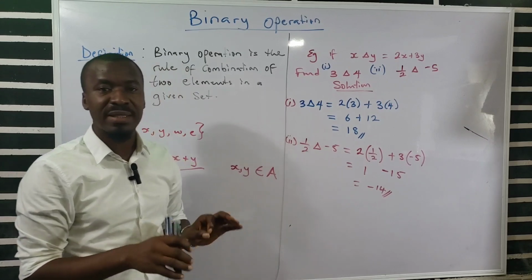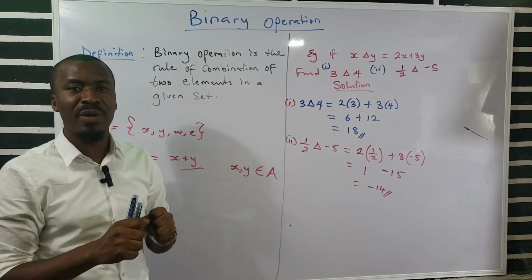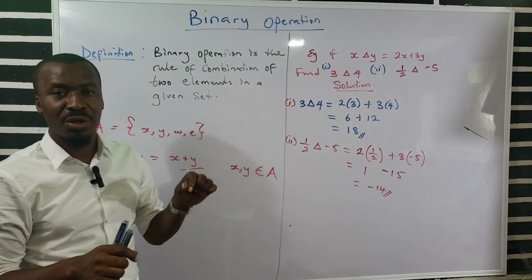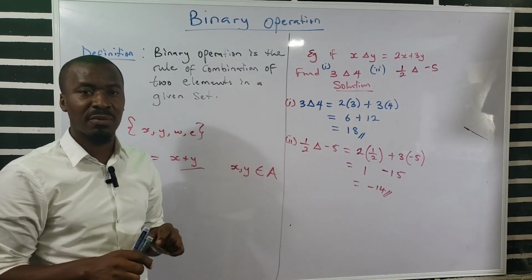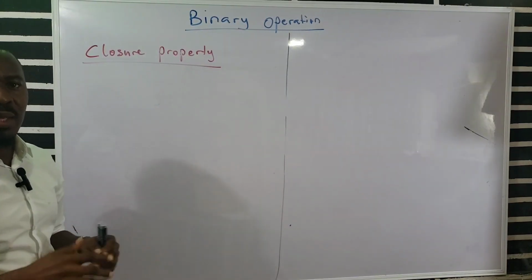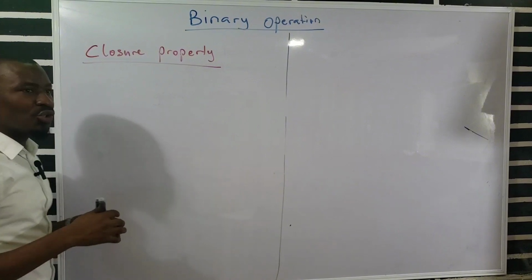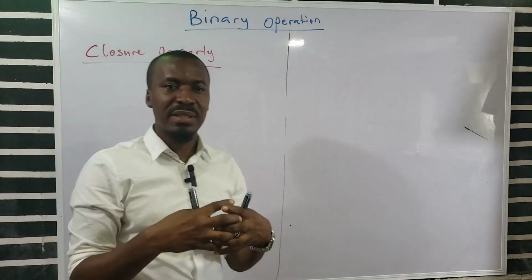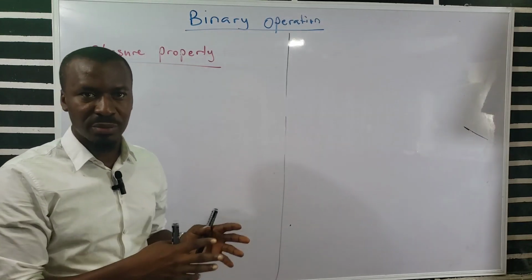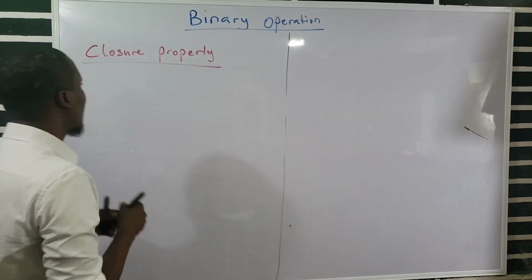So we are going to look at the closure property. This property binds every problem or every other law under binary operation. So let's look at that now. What do we mean by closure property? Like I said before, closure property is a kind of clause that is holding every law in binary operation. So what is closure property then?